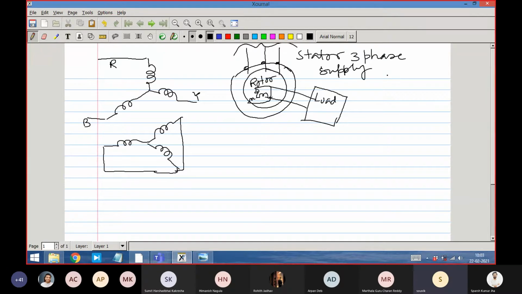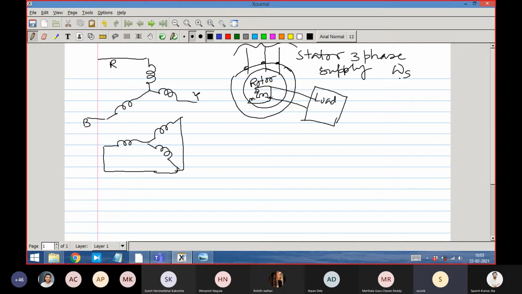Supply means voltage supply. You are applying three-phase voltages to this. Three-phase voltage, you already know, is time shifted by 120 degrees, right? And what is happening? Initially, let us assume the rotor is at rest because it has not yet started. We have only given a voltage to the stator.